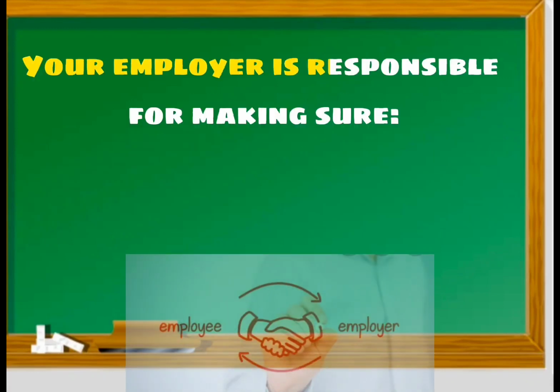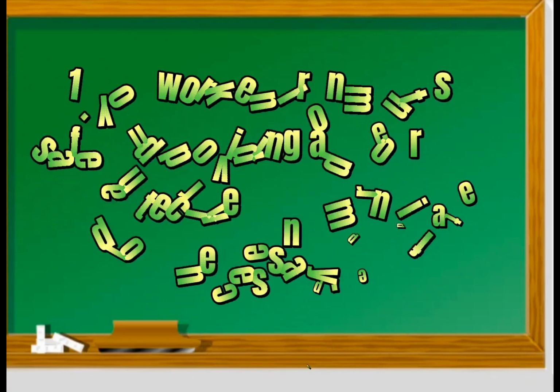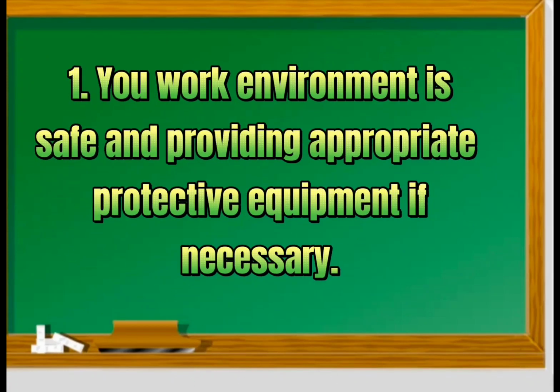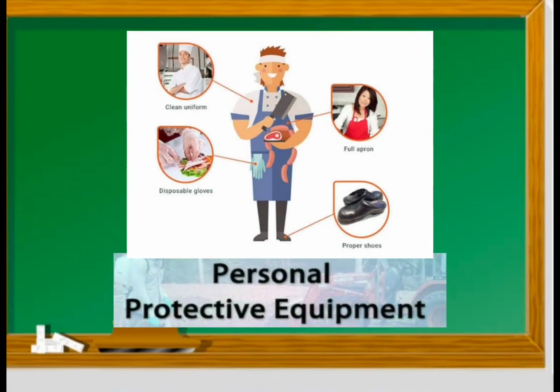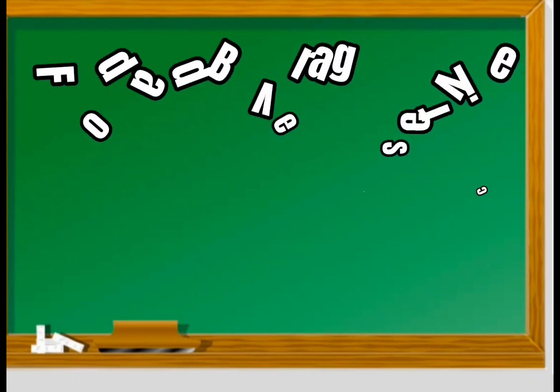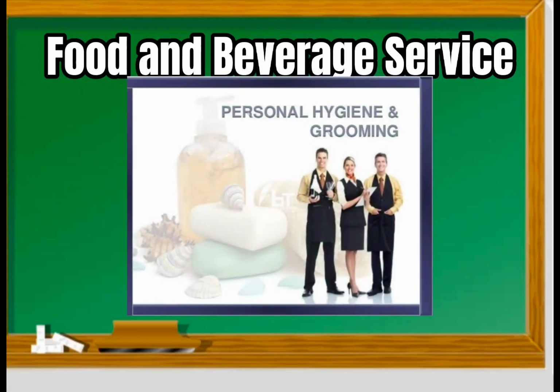Your employer is responsible for making sure, number one, your work environment is safe and providing appropriate protective equipment if necessary. If you will be working as a chef or as an attendant, you are required to wear your PPE or the personal protective equipment. Then, if you will be assigned as an F&B attendant or food and beverage services attendant, all of you are required to wear proper uniform.